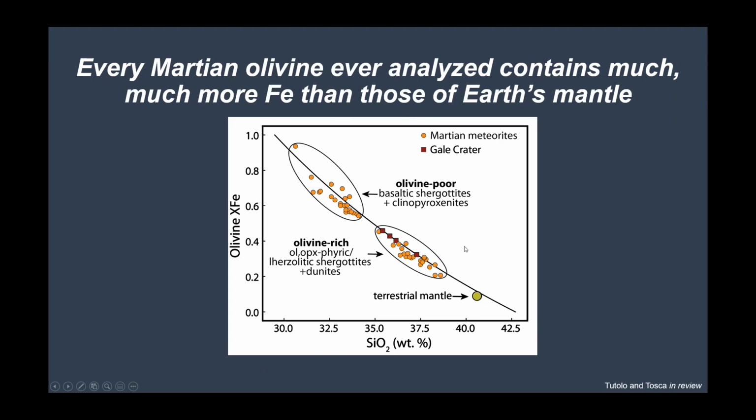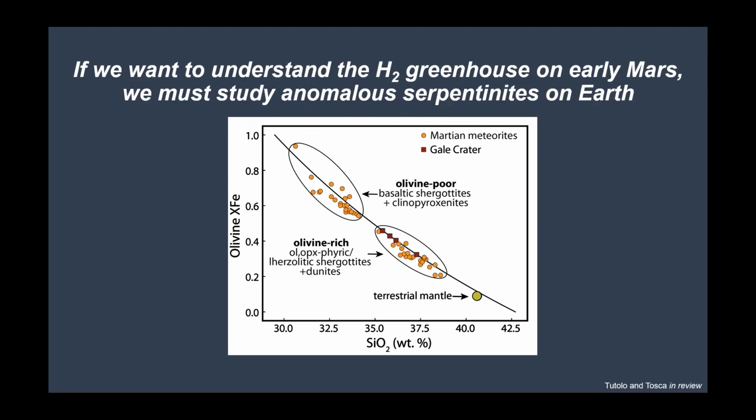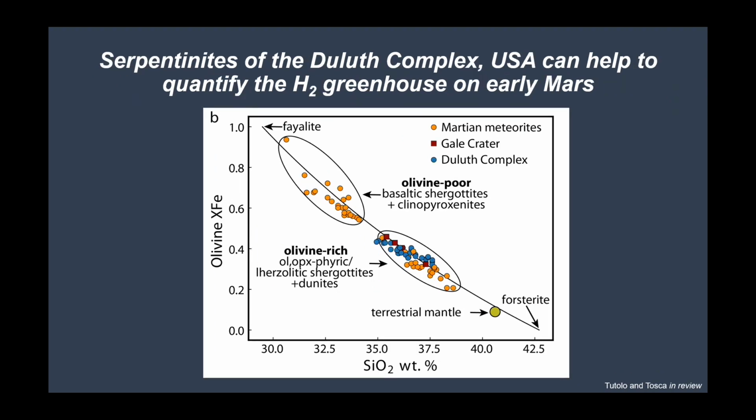So if we want to understand serpentinization on Mars, we have to understand serpentinization processes in rocks that are very different from the terrestrial mantle. We have to understand anomalous serpentinites on Earth, ones that we're not used to looking at in the mantle or derived from the mantle. Where can we find those? We found those in ultramafic layered intrusions, such as the Duluth Complex in Minnesota in the United States.